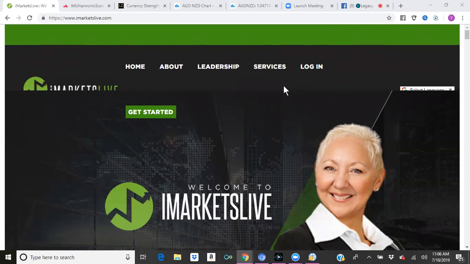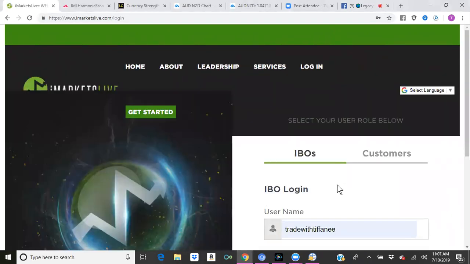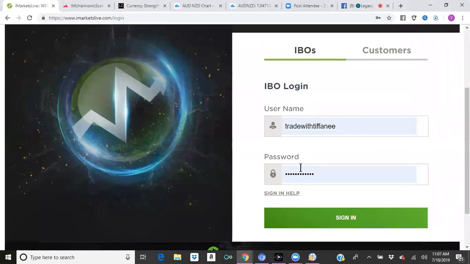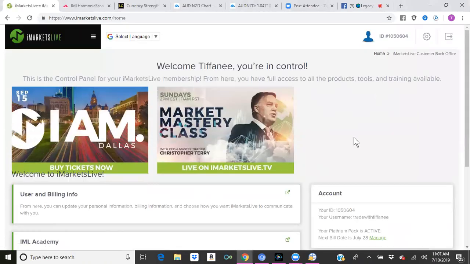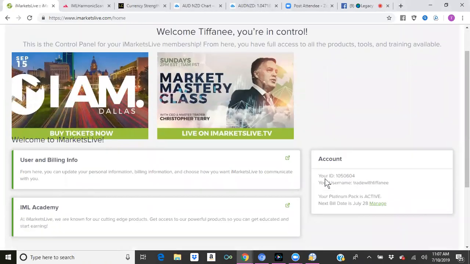So the first thing I want to go over is how to navigate your back office. You're going to go ahead and go to iMarketsLive.com. You want to click login. You're going to use the username and password that you and your sponsor created when you got started. Sign in. And this is where everything is located.